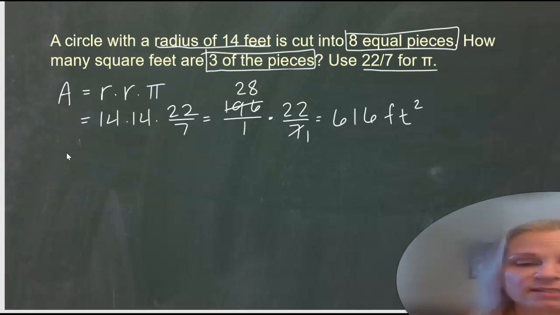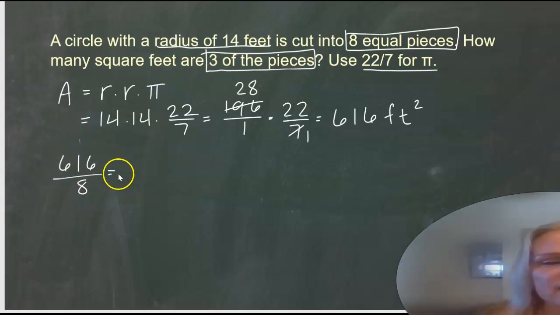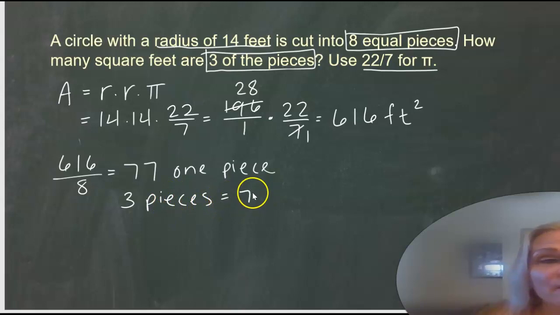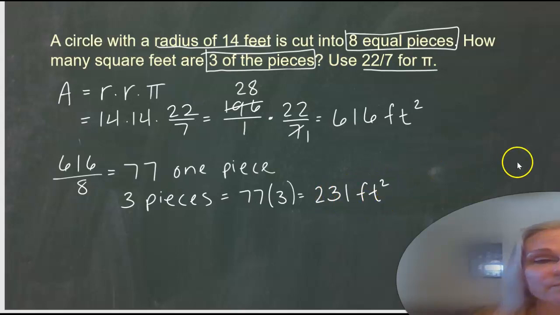If I do 616, so 616 divided by 8 is 77. And then that's 1 piece, right? So for 3 pieces, I'll have to do 77 times 3, right? So times 3, and I get 231 square feet, right? So now let's look at it the other way.